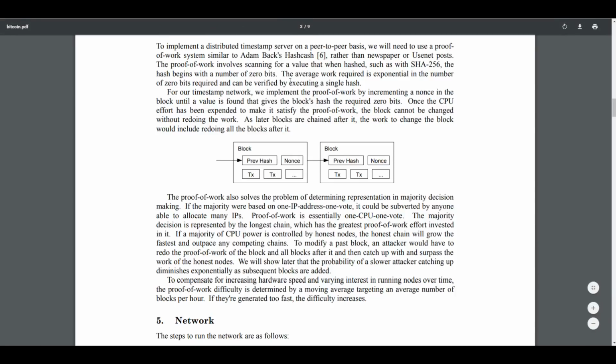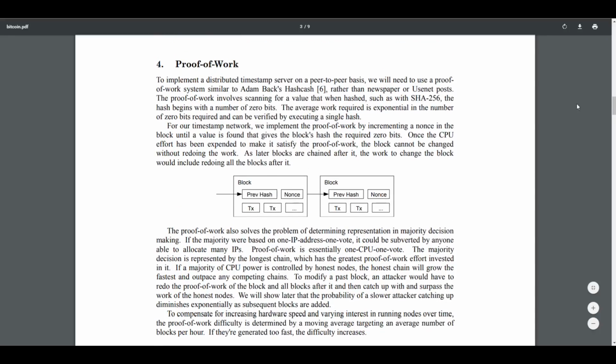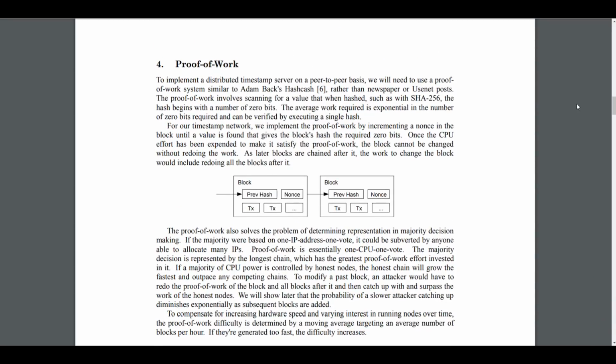All right, so section 4, proof of work. To implement a distributed timestamp server on a peer-to-peer basis, we will need to use a proof-of-work system similar to Adam Back's Hashcash, rather than newspaper or Usenet posts. The proof-of-work involves scanning for a value that when hashed, such as with SHA-256, the hash begins with a number of 0 bits. The average work required is exponential in the number of 0 bits required and can be verified by executing a single hash.